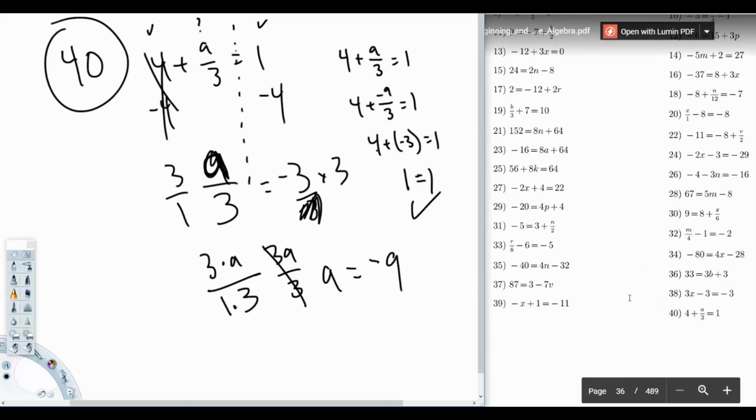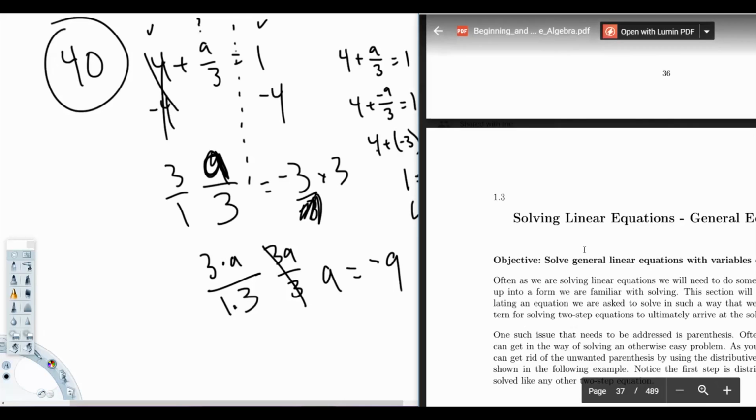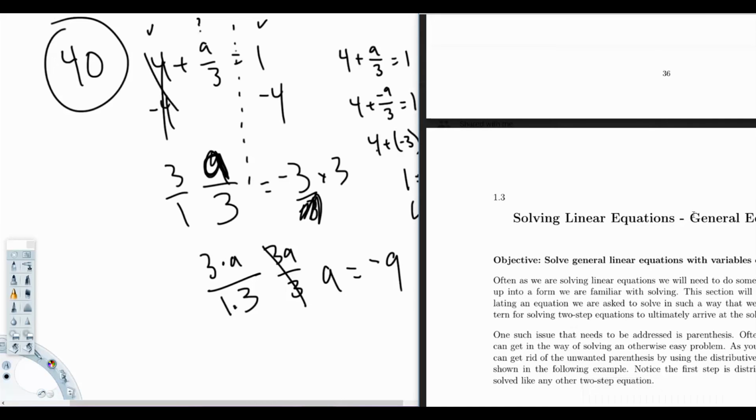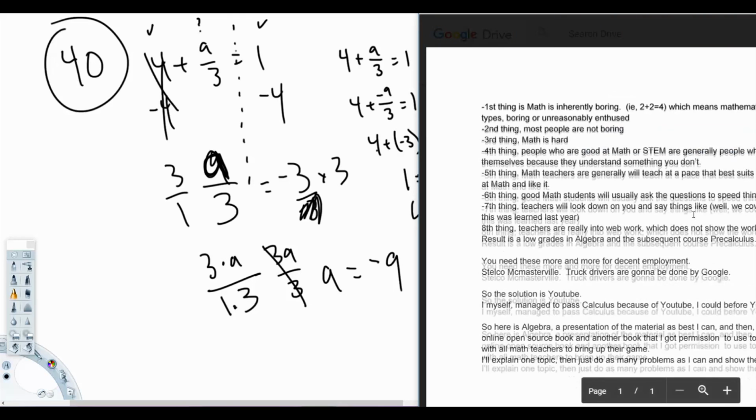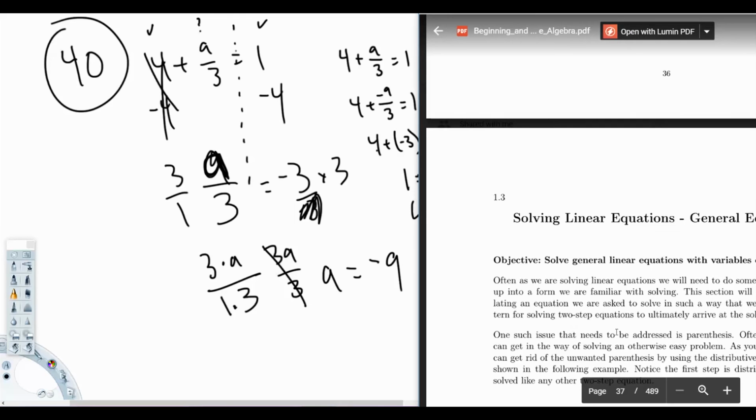So that is that. Next one is solving linear equations like a boss. Is that what they're saying here? Yeah. So that's what we'll do next time, and I'm going to prepare my lecture for that one and post it as soon as it's done.